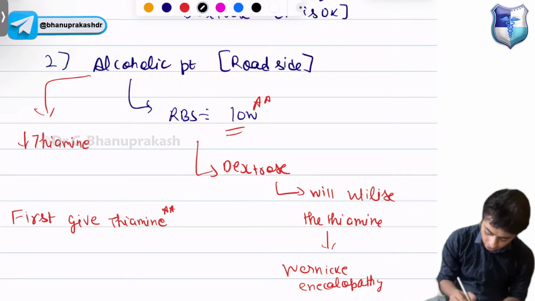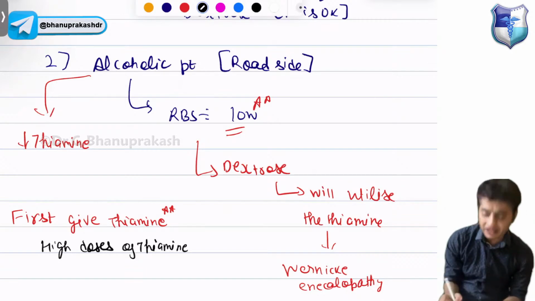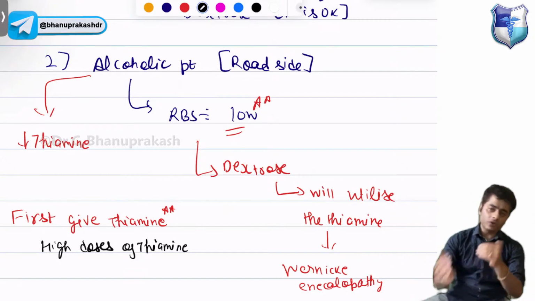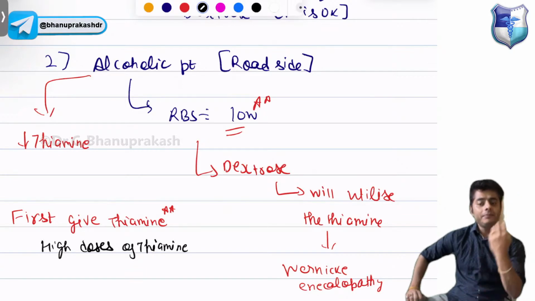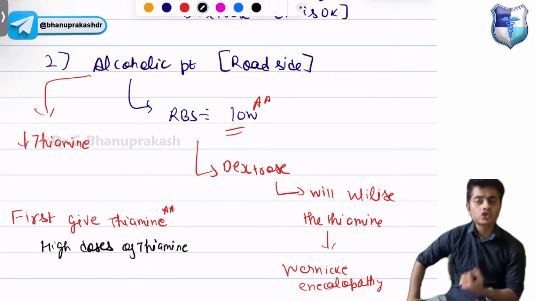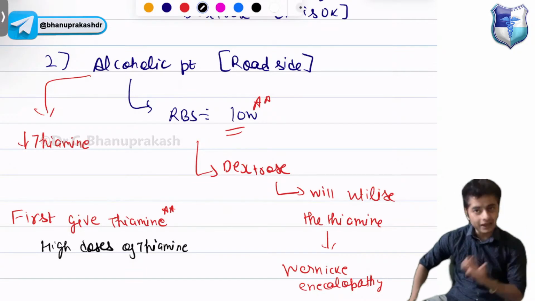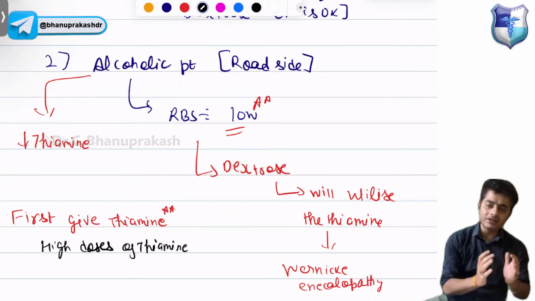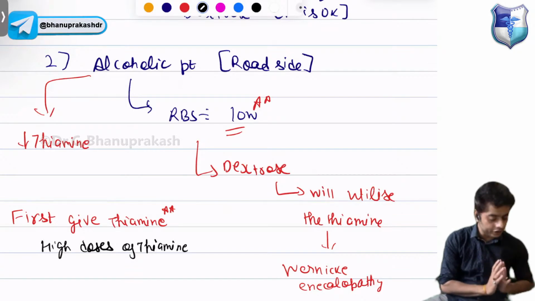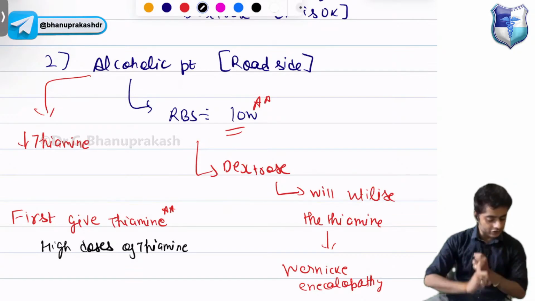Before you give dextrose to an alcoholic patient, you first give high doses of thiamine, and after giving thiamine, then give dextrose. Because if you give dextrose earlier, before thiamine, that dextrose will utilize the thiamine, and the patient can land into Wernicke encephalopathy. We will give thiamine first and then dextrose. Everyone got this concept of alcoholic patients? Because you will be sitting in your casualty and most of the time alcoholic patients will come to you unresponsive. You first give thiamine and then dextrose.